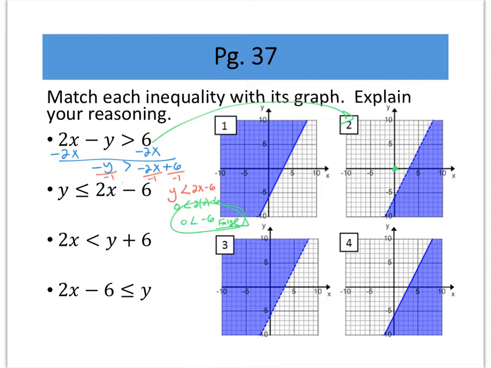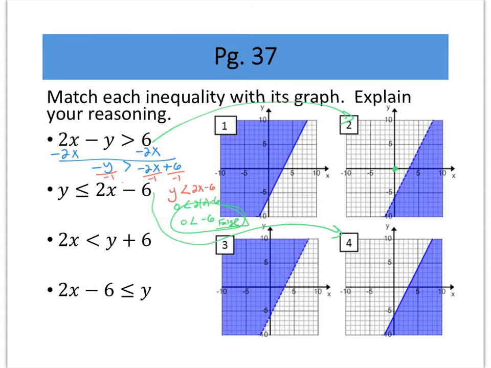Okay, now I'm going to think about this second one. I've got y is less than or equal to 2x minus 6. Well, this is essentially the same graph, but instead of a dashed line like this one had, because there was no equal sign below, this one does have an equal sign, and so the line should be solid and look very similar to number 2. And that's why we get 4. So this second one links to 4.